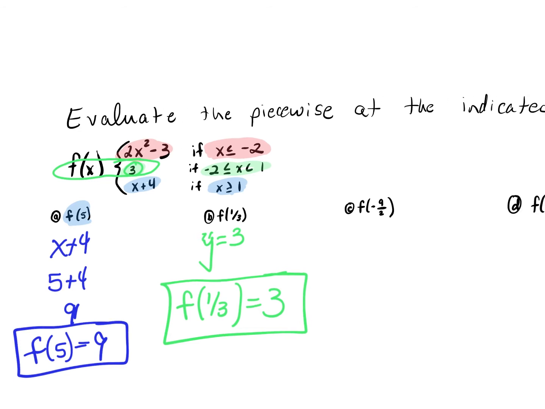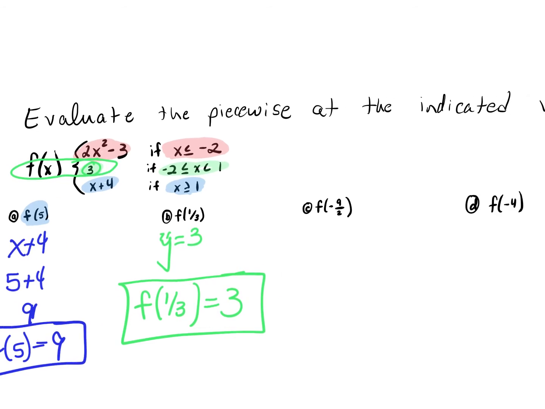So we look at the next one. I have -9/2. Well, -9/2 is the same as -4.5, right? You guys agree with that? So where does -4.5 fall? Is it less than -2? Is it in between -2 and 1, or is it bigger than 1?